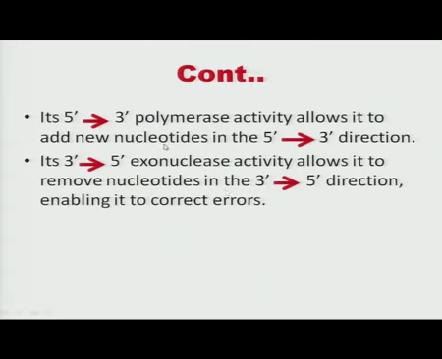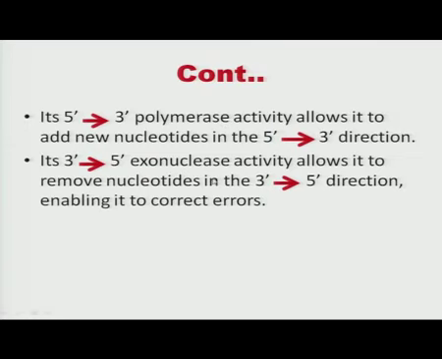So, DNA polymerase 3 has two important functions. One, its 5 to 3 polymerase activity, which allows it to add new nucleotides in the 5 to 3 direction. As I already told you, DNA replication occurs in the 5 to 3 direction, and this 5 to 3 polymerization of nucleotides is promoted by DNA polymerase.